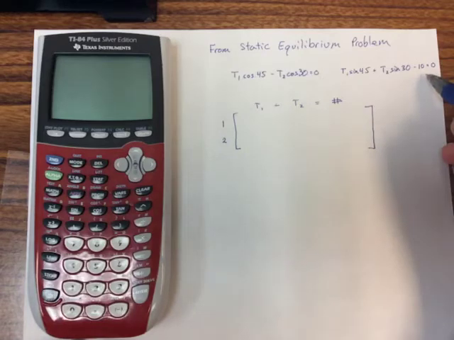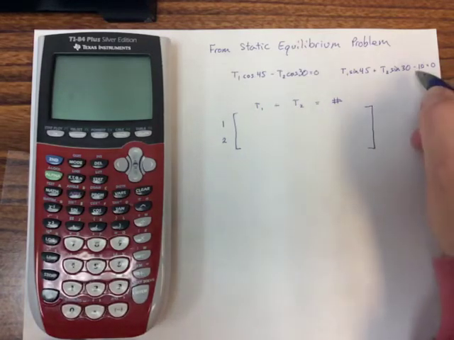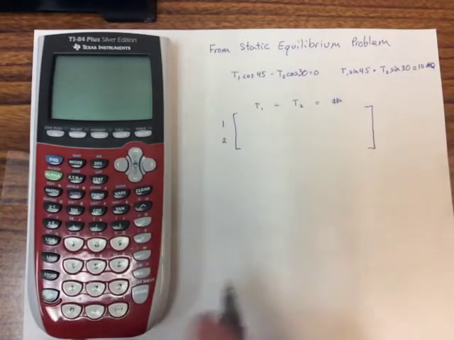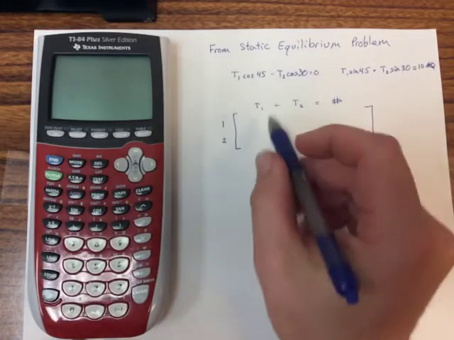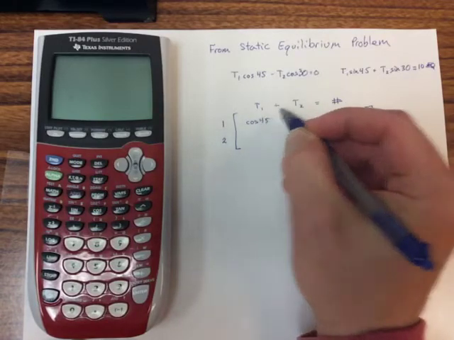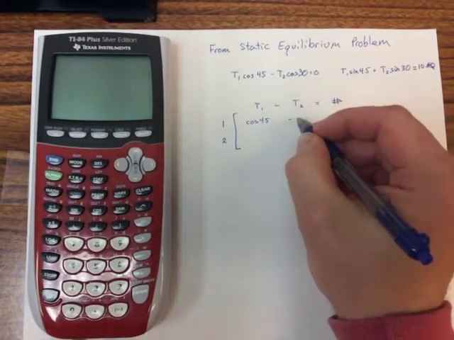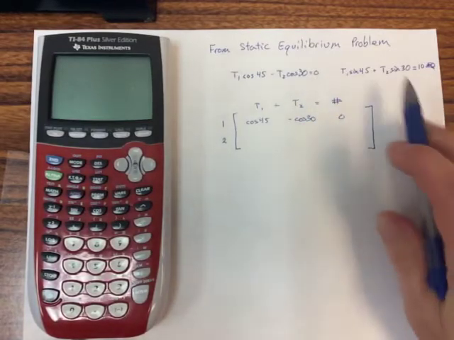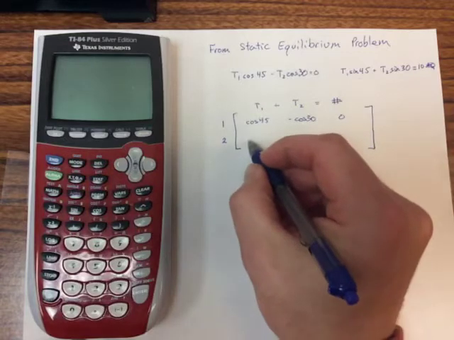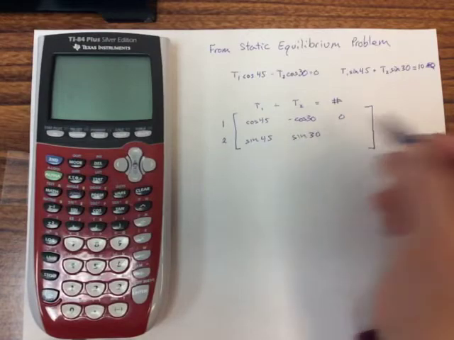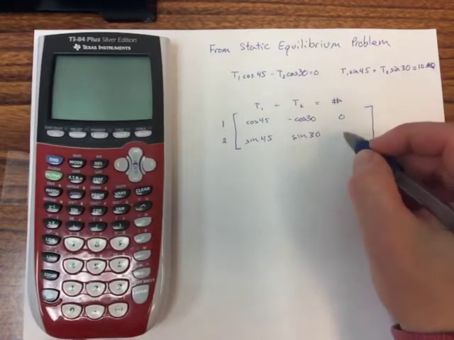So I do have to adjust this equation over here slightly, and so that means moving that 10 over to the other side, so now it's equal to 10. Okay. All right, so now generating my matrix. So I look at what's the coefficient with T1. So it's cosine of 45. I look at the coefficient with T2. It's negative cosine of 30, and the number on the other side is 0. I generate the same thing for my second equation. So I have sine of 45, sine of 30, and on the other side my number is 10.